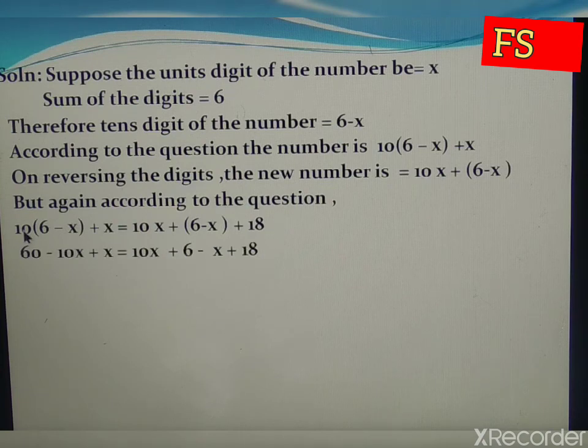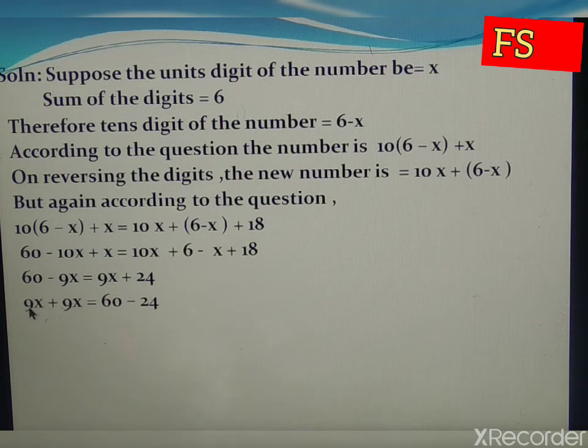Now 10 into 6 is 60, minus 10 into x is 10x, plus x, is equal to 10x plus 6 minus x plus 18. Now we are rearranging the terms. So 60 minus 10x plus x is 60 minus 9x. 10x minus x is again 9x, plus 6 and plus 18 is plus 24. So after solving, we have 60 minus 9x is equal to 9x plus 24.